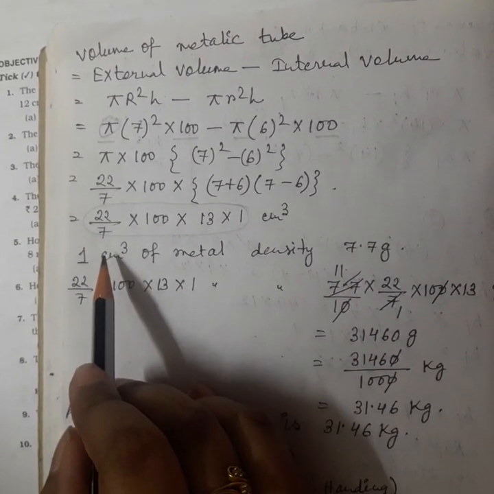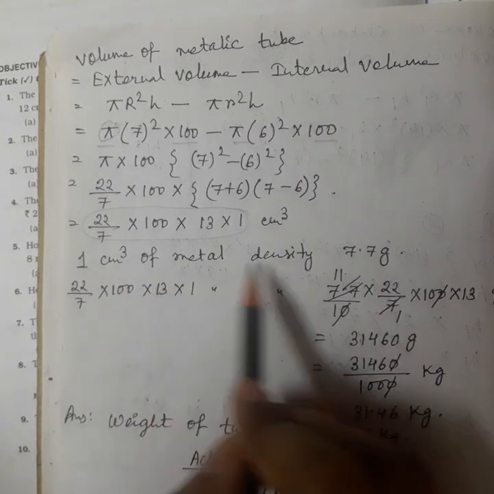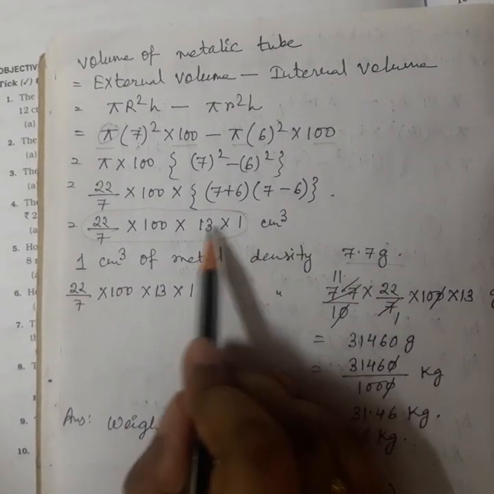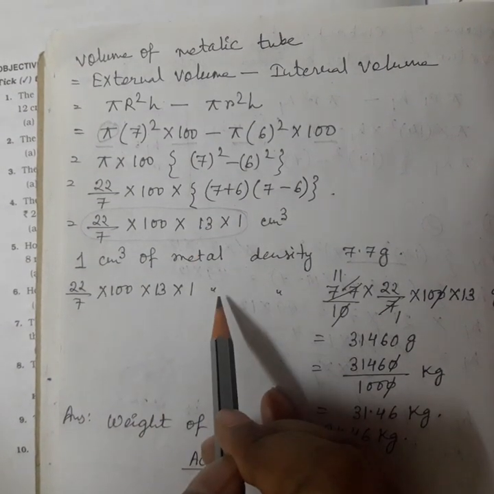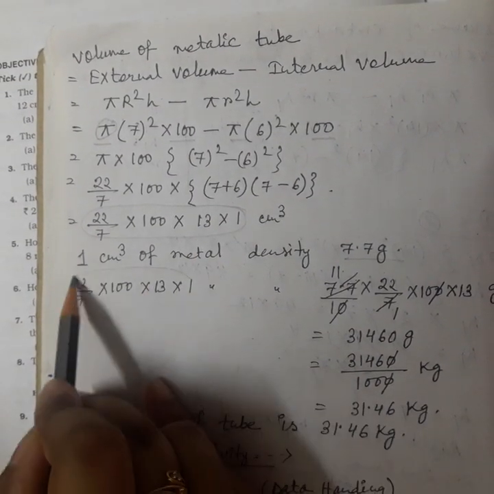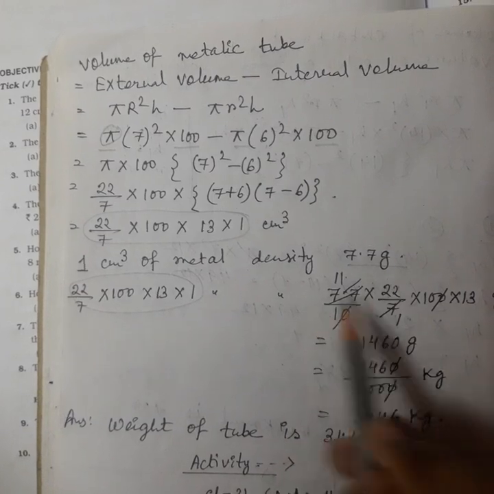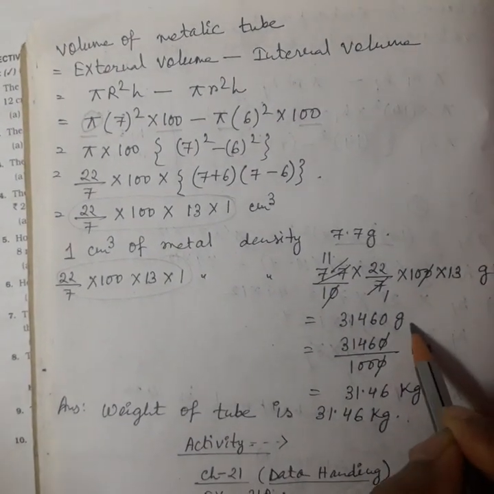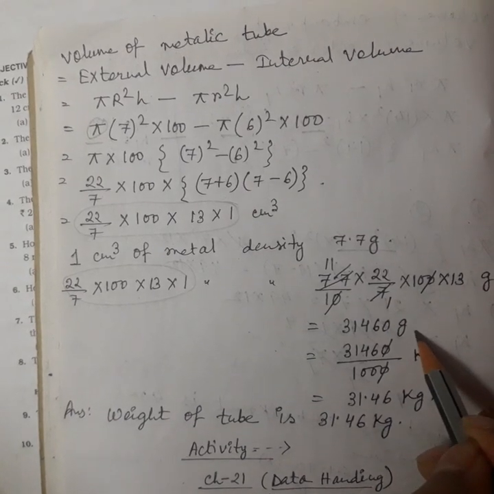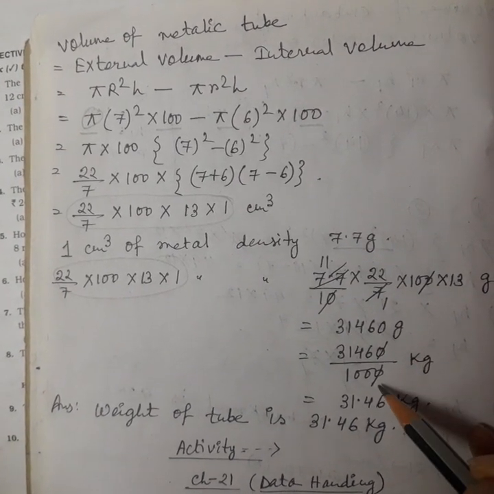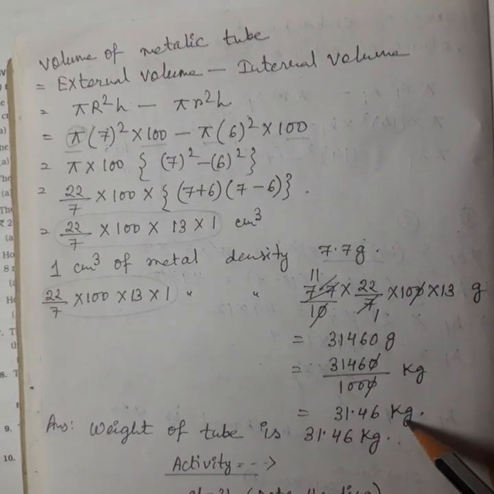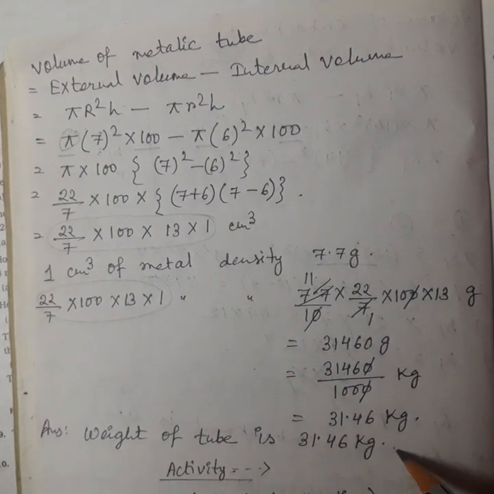In your question it is given that 1 centimeter cube of metal has density 7.7 gram. So if you find the weight for that many cubic centimeters, you will get the weight of the tube. So 7.7 into this, I did the calculation, and it comes in gram. You can keep it in gram, but the answer is given in kg, that's why I have converted into kg by dividing by 1000. So it's coming 31.46 kg. So the weight of the tube will be this.